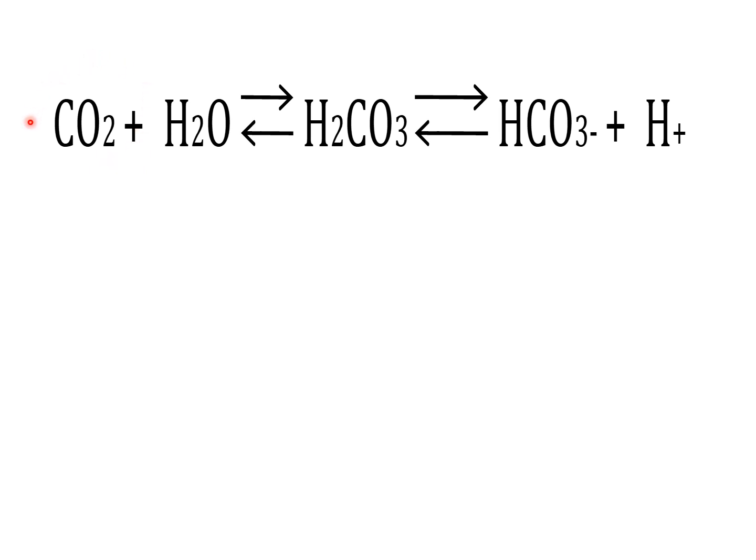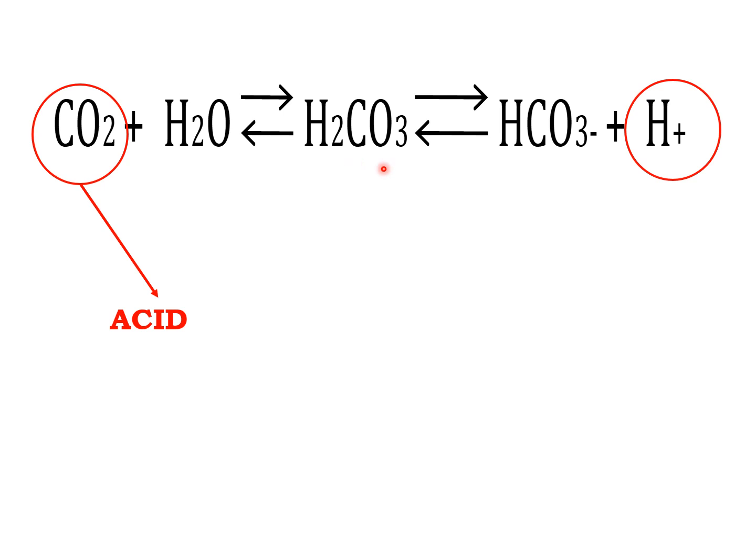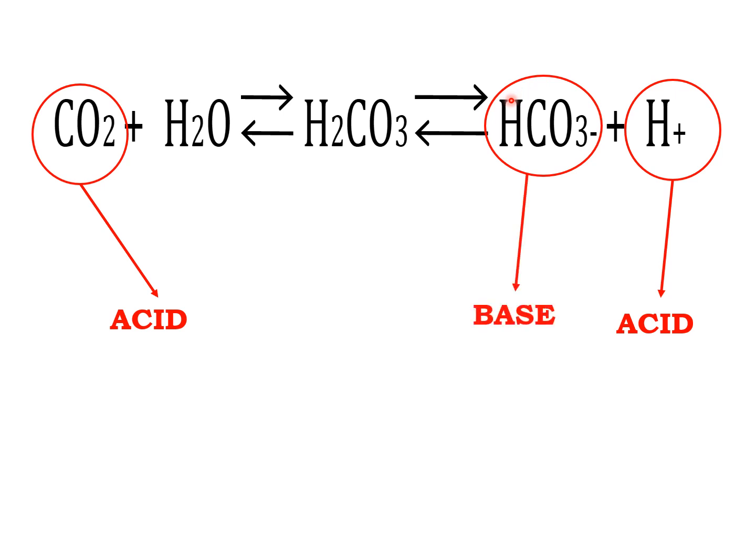So when this carbon dioxide combines with water, there will be the formation of carbonic acid, and the carbonic acid will be broken down into bicarbonate and hydrogen ions. So what are the roles of these particular compounds? The carbon dioxide is considered to be acidic. The hydrogen ion is considered to be acidic, while the bicarbonate is basic.